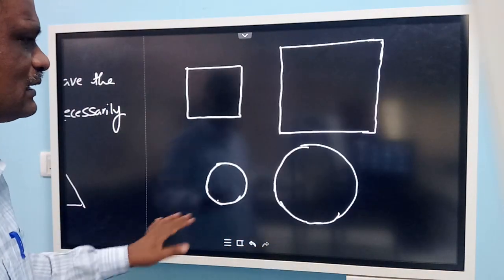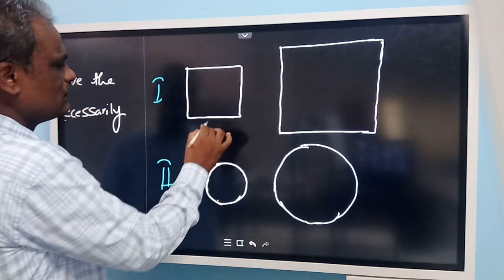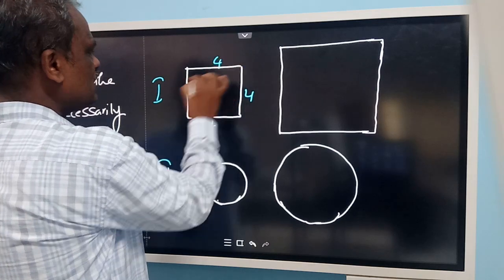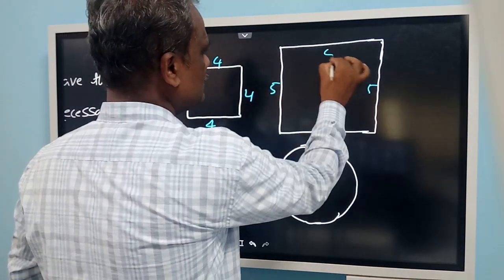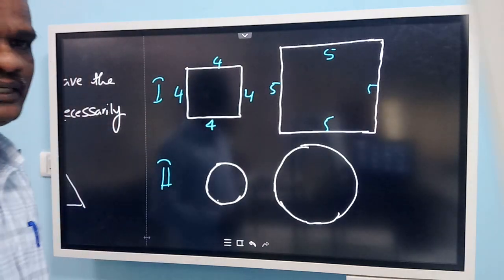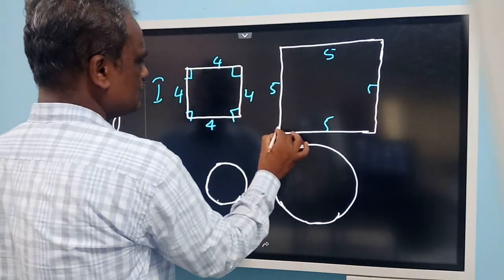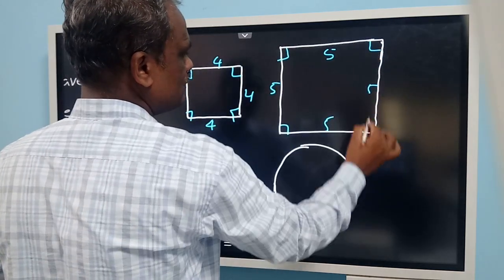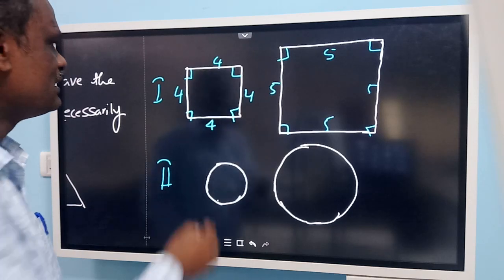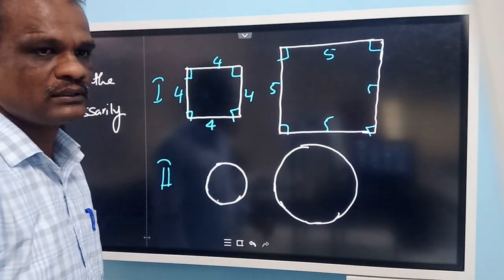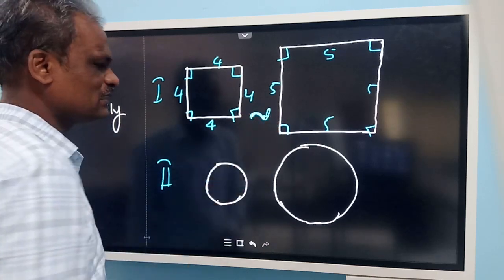Now look at these figures. These are two squares. This one is measuring 4 cm each. This one is measuring 5 cm each. Both have the same shape because look at these angles, all angles are 90 degrees. All angles are equal. Now the corresponding sides you see increasing in the same ratio. Same shape is there. Therefore these two are similar. These two figures are similar.